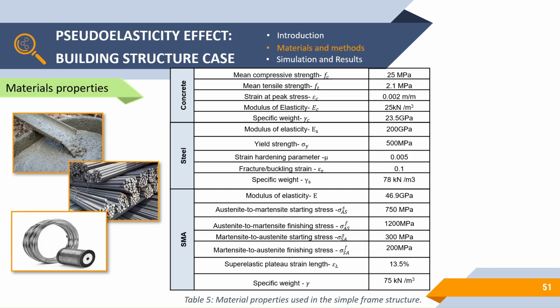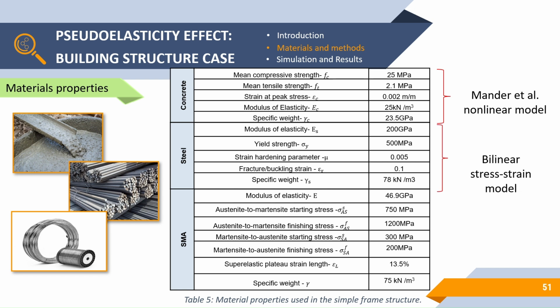Now for the material properties used in the simple frame structure, 3 types are involved: concrete, steel, and ferrous-based shape memory alloy. Their associated properties are presented in Table 5, and their behavior is modeled using 3 different approaches: the Mander nonlinear model for concrete, the bilinear stress-strain model for steel, and the Auricchio model for the ferrous-based shape memory alloys.